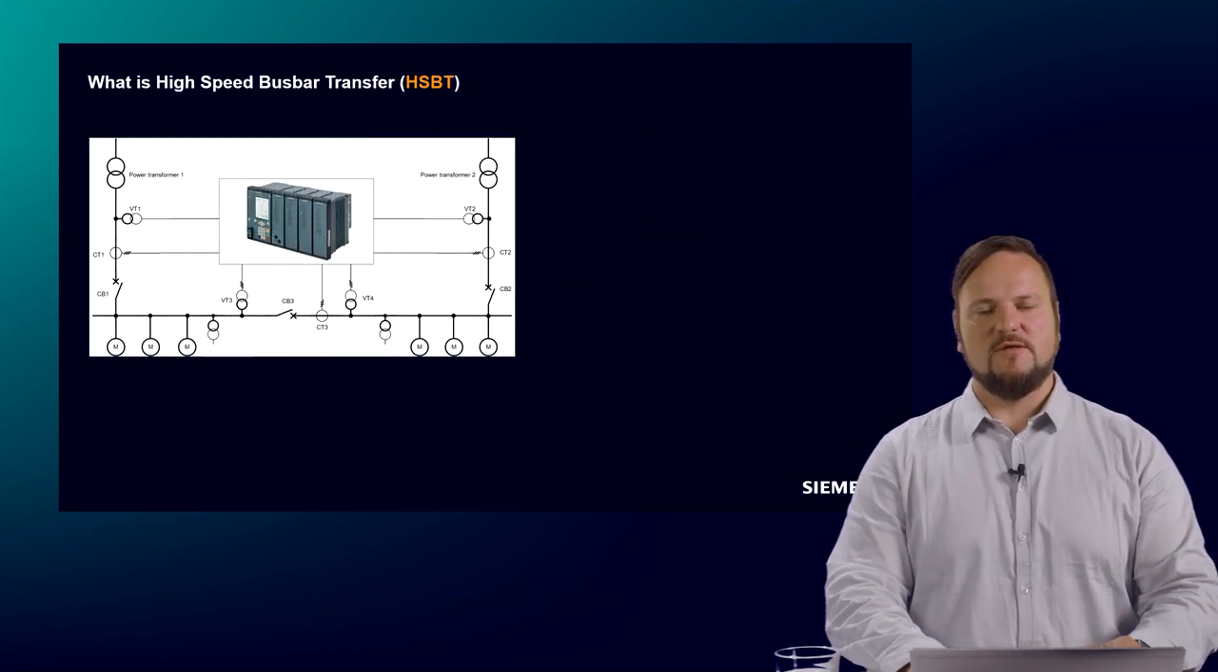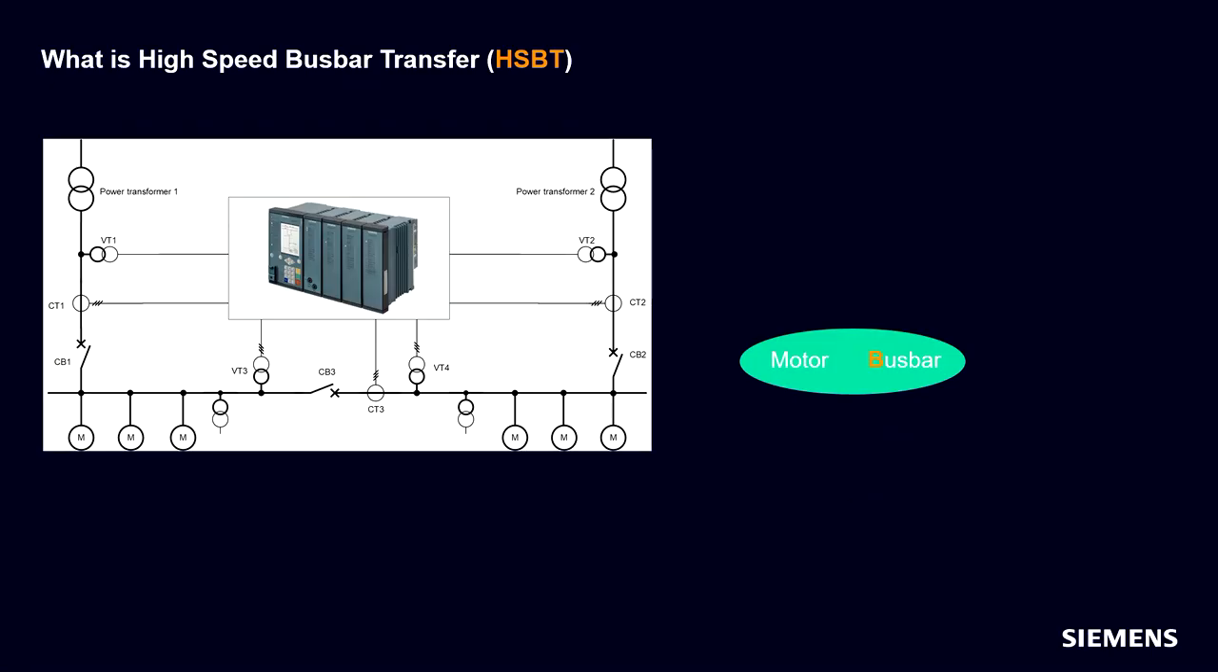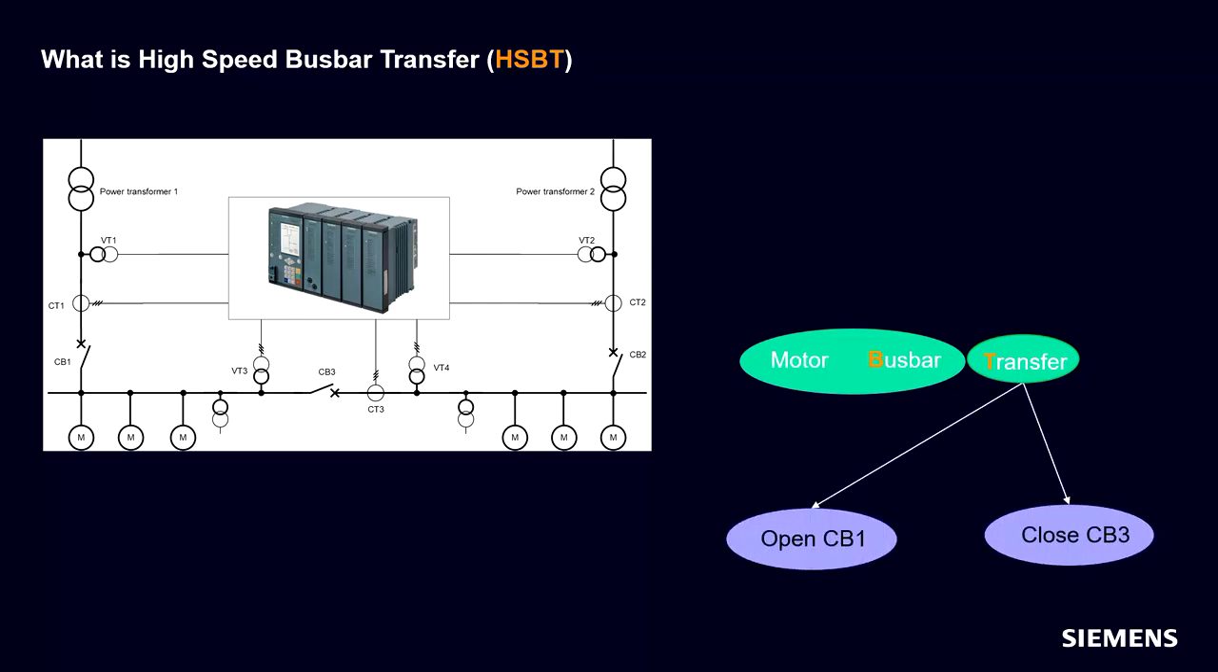What is a high-speed busbar transfer? A high-speed busbar transfer is used in applications where we have motors, inductive motors, asynchronous motors on a busbar, as shown here in these applications. And why we need this kind of device: to transfer the motor load to an alternative incomer, for example. And how do we do that? We transfer it by opening the breaker, CB1, and closing CB2.